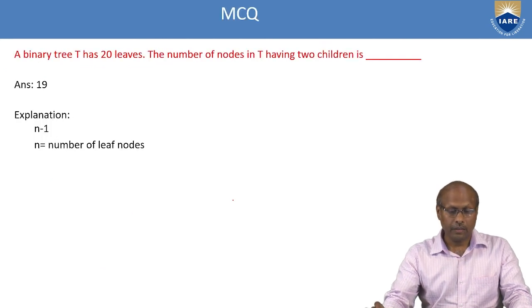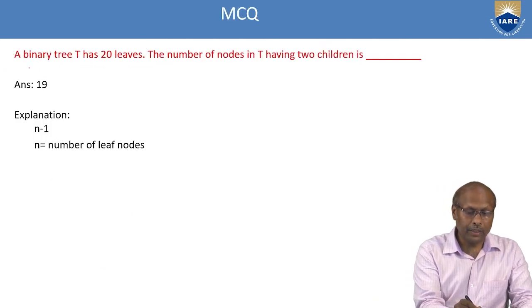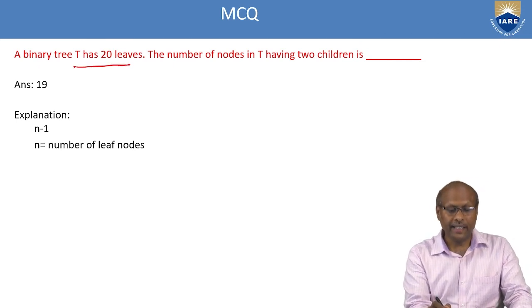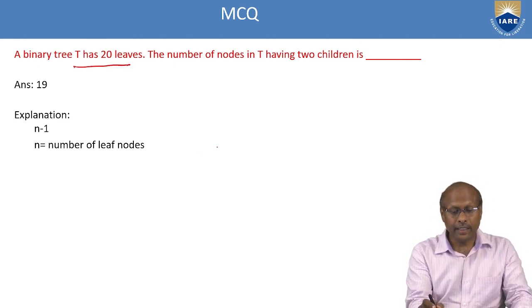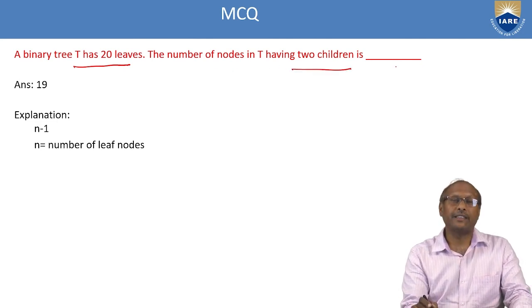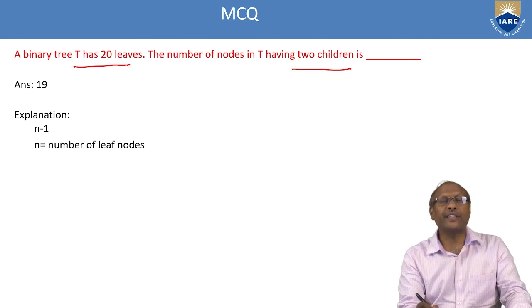Next. They may ask a question: a binary tree has 20 leaves. Then the number of nodes in the tree having 2 children is dash. So how many 2-children nodes are there?